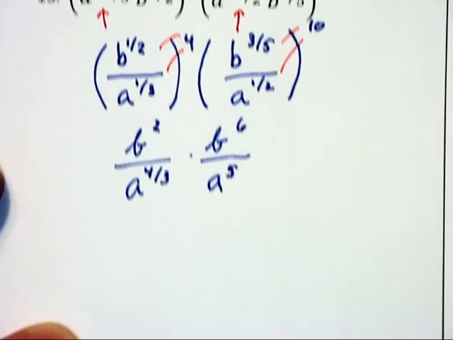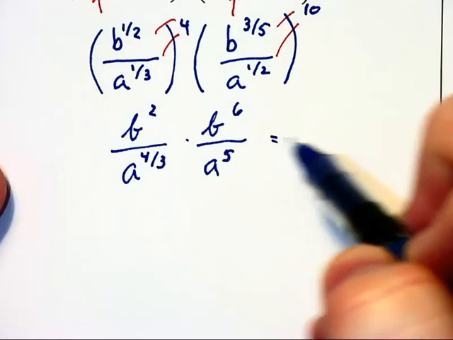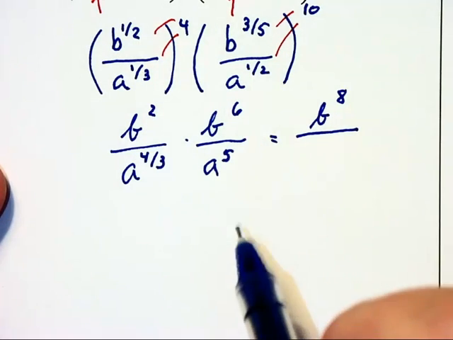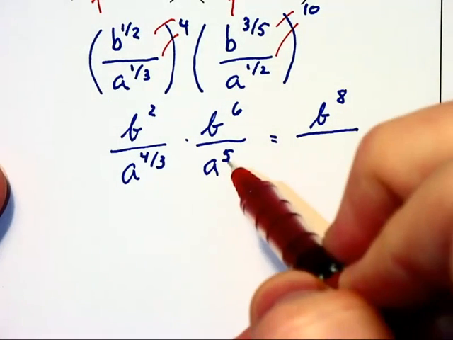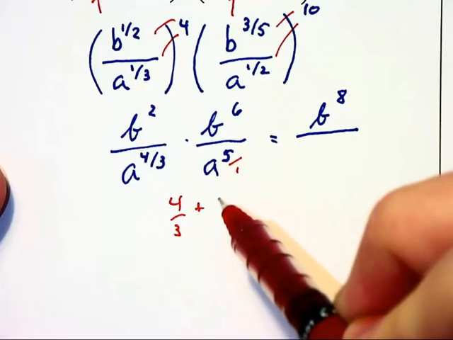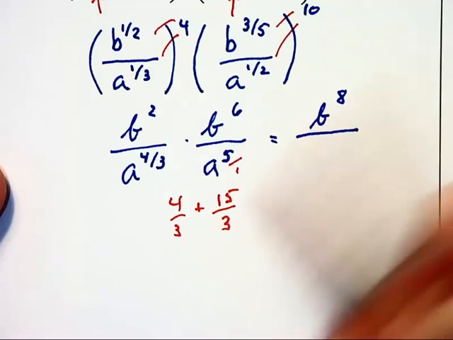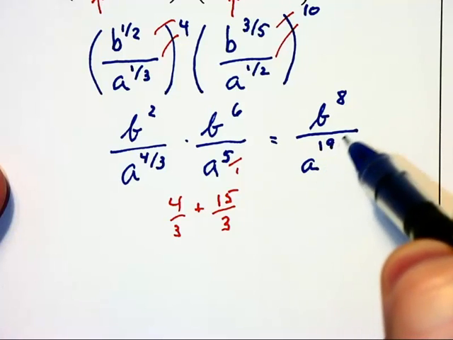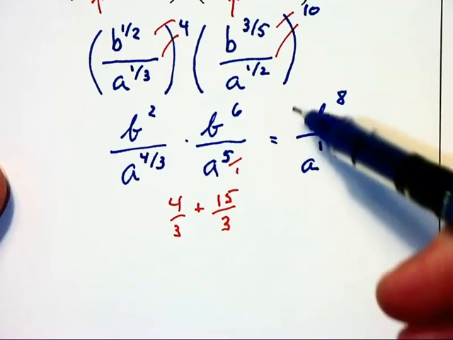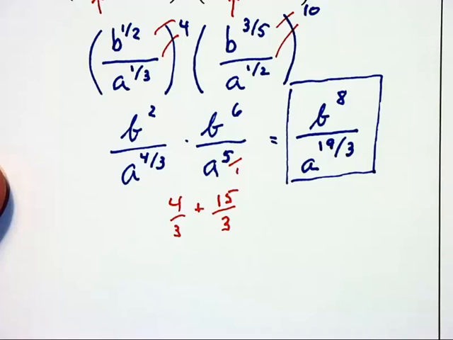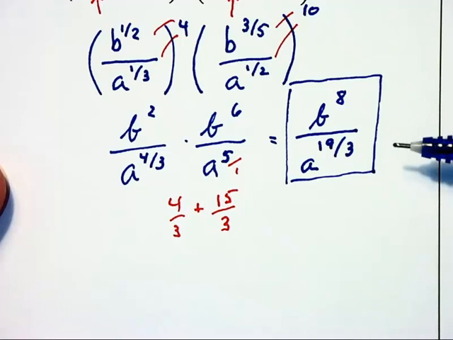Now what we've got to do is multiply across. We're going to have b to the 8th in the numerator by adding exponents, and we're going to have to deal with fractions here. We're going to have 4/3 plus 5 over 1, and I'm going to write that 5 as 15/3, and that will give me a to the 19/3. Now, that is probably the way that the book would ask us to write the solution, because it said do not use negative exponents in your final solution.